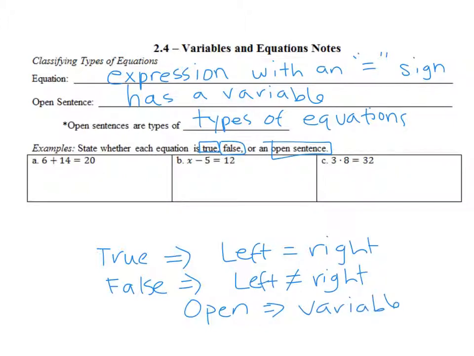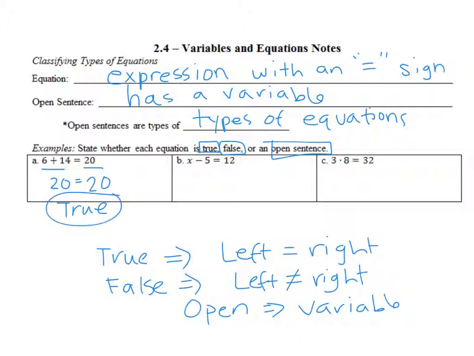So the first one, I don't see a variable, so it's not open. So now we're going to see if it's true or false. So 6 plus 14 is 20. Does that equal 20? 20 equals 20. So the equation or the example is true.